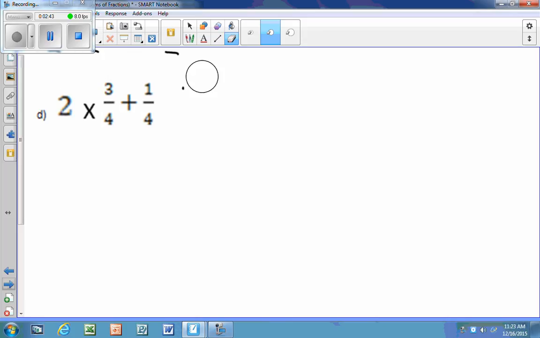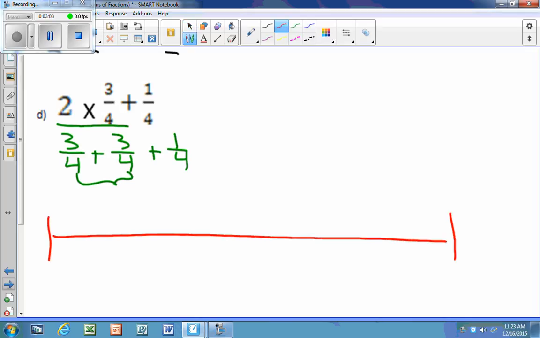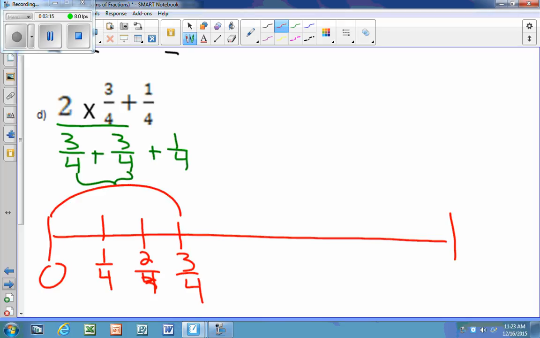This one right here is a little different because there's multiplication in it. So the first thing I notice is that I have 2 times 3/4, plus 1/4, which is really like saying 3/4 plus 3/4 plus 1/4. Right here are the 2 3/4 that it's talking about. So now I'm going to set up my number line. And I have 0, and then I have 1/4, 2/4, 3/4. So I'm going to start by jumping there. I'm going to jump to 3/4.